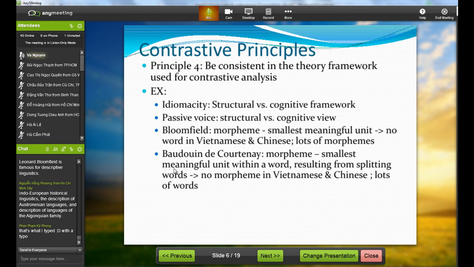If we take the viewpoint of Baudouin de Courtenay in our analysis. All right. So in one word, when we adopt a theoretical framework for analysis, particularly in our literature review, we need to be consistent. Okay, we need to be consistent.